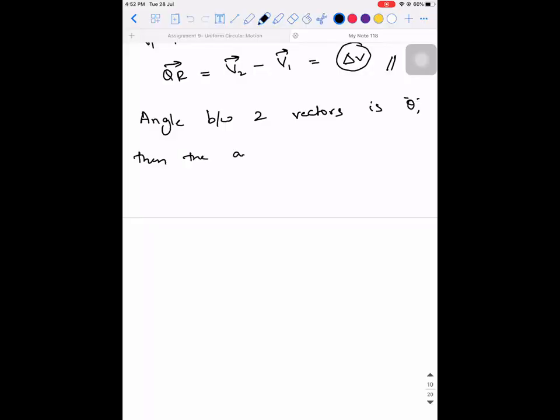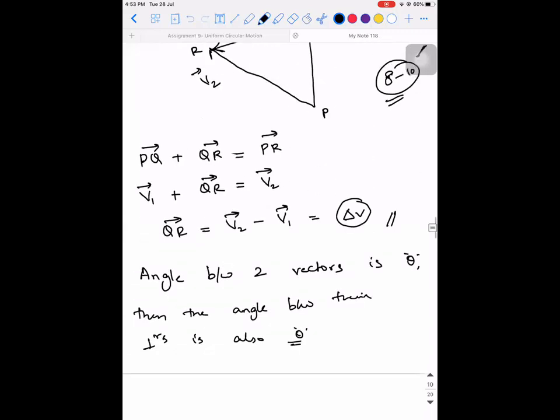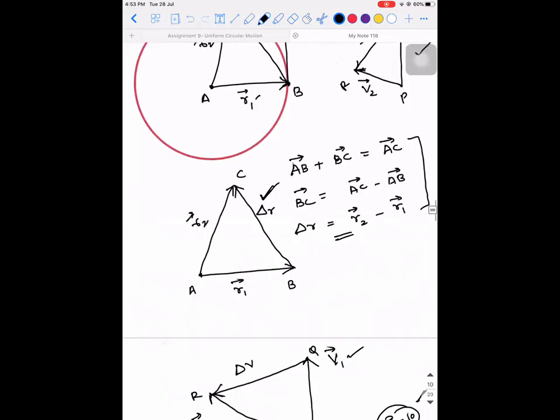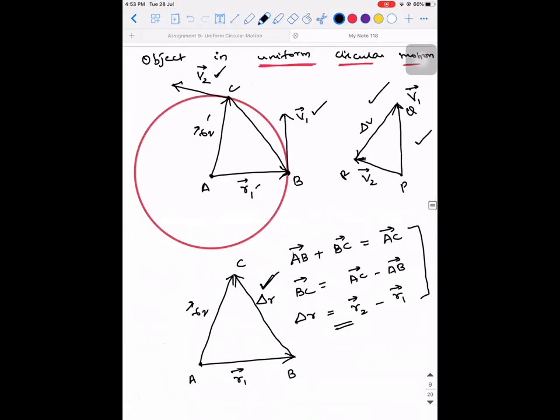If the angle between two vectors is theta, then the angle between their perpendiculars is also theta. So why I'm saying this point is because of this point. If you observe, which two vectors are perpendicular to each other? Looking at this diagram, tell me which two vectors are perpendicular to each other. Sir, R1 vector and V1 vector are perpendicular.